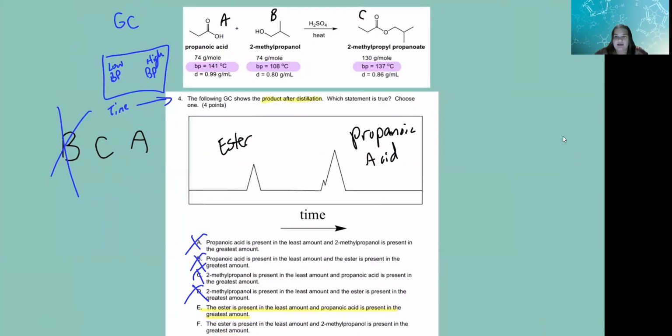Alrighty, everyone. Let's keep going. So everyone's good. We have ester present in the least amount. Propanoic acid is the most. The reason for that is because we're at distillation and there's no more alcohol left at this point.